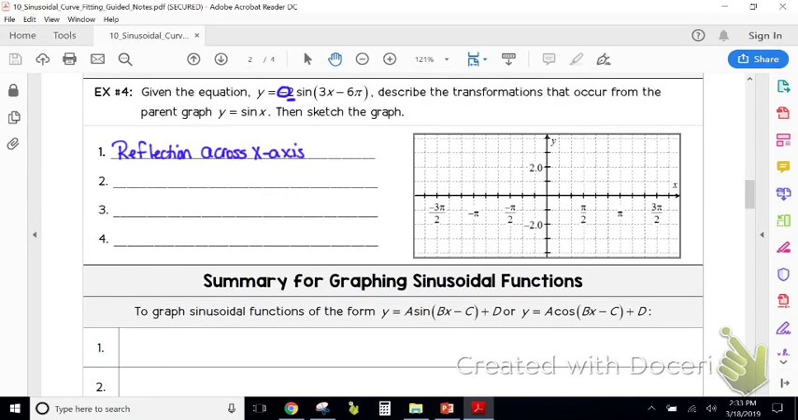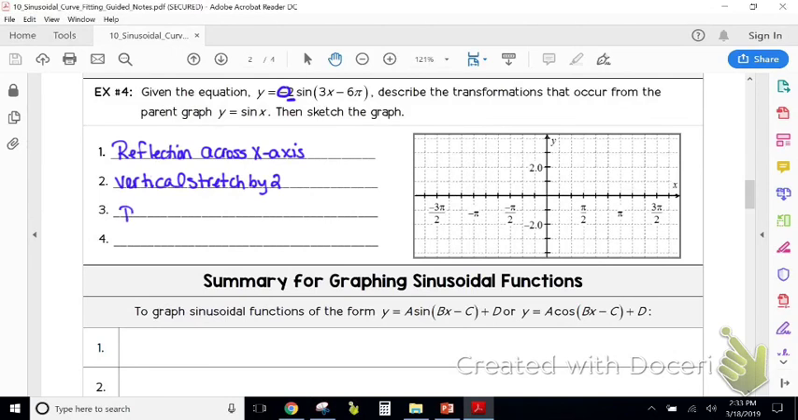Now what is the 2 going to do? The 2 is going to make it stretch. Good. It's a vertical stretch by 2. Now, we're not going to talk about the transformation part with the x because we use those things for other stuff. So, what is the period of this graph then?